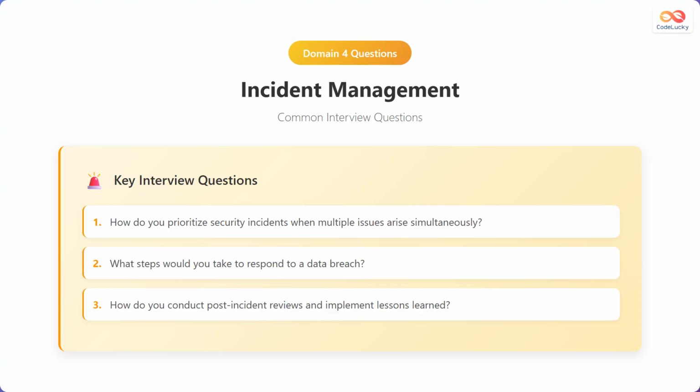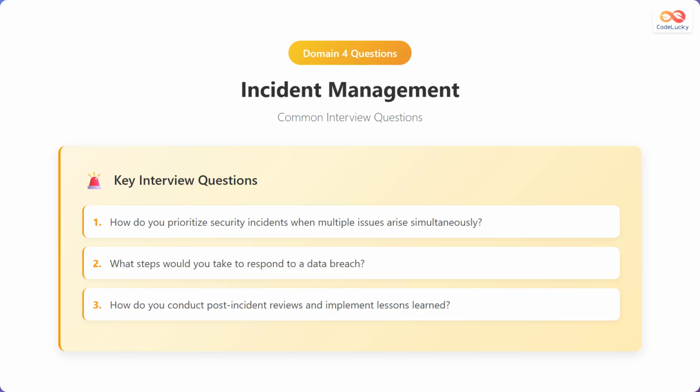The second question focuses on steps for responding to a data breach. This comprehensive question covers the entire incident response lifecycle from detection through recovery. You need to address containment, investigation, notification requirements, legal considerations, and communication strategies. Show understanding of regulatory requirements and the importance of preserving evidence.